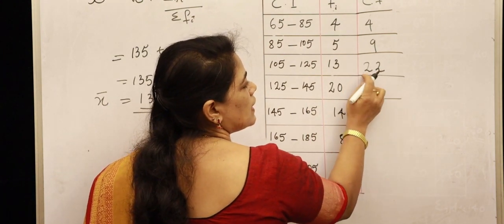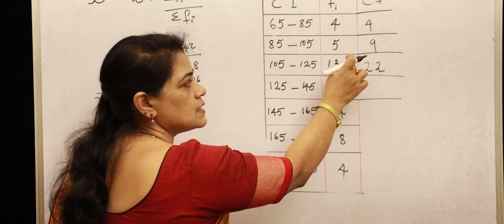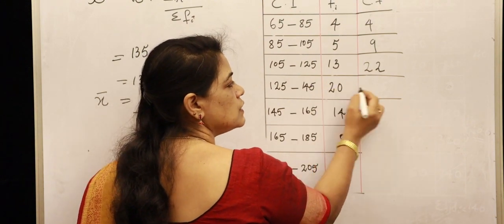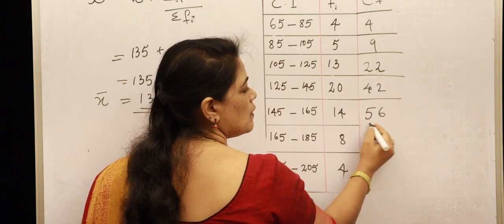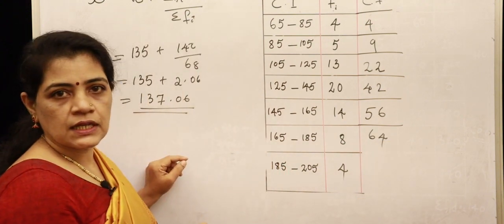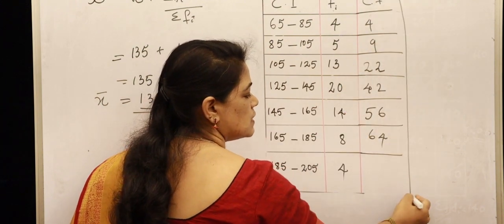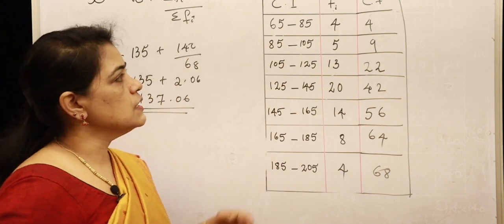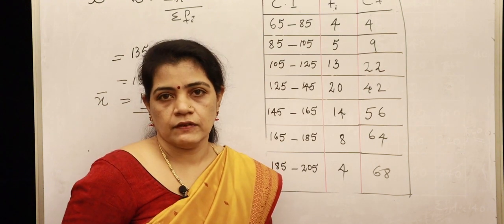In order to get the cumulative frequency of this, you have to add the sum of these 3 plus its frequency, which is 20, that is 42. Here it will be 56, and it will be 64. Is it clear, children? Finally you will get the total number of consumers, that will be 68. So this is the way you can easily get the cumulative frequency of the class intervals.